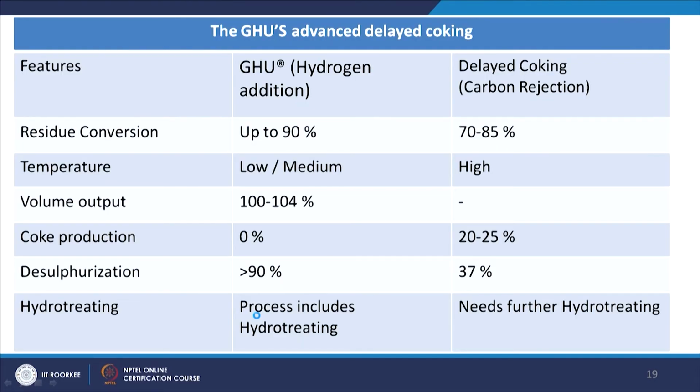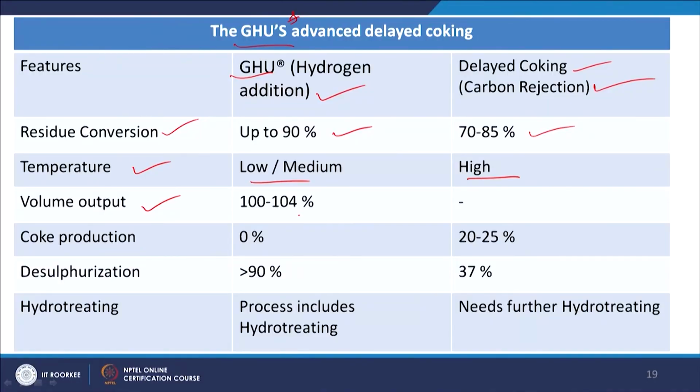Now, we will compare the GHU with advanced delayed coking. So, GHU technology and advanced delayed coking. This is a carbon rejection method, and the GHU is a hydrogen addition method. If we think about the type of processes, in residue conversion we can get up to 90% here, and 70 to 85% there. Temperature is low here and high there, because hydrogen addition is low temperature and coking is high temperature. For volume output, we get 100 to 104% since we are doing hydrogen addition, so volume addition may take place.